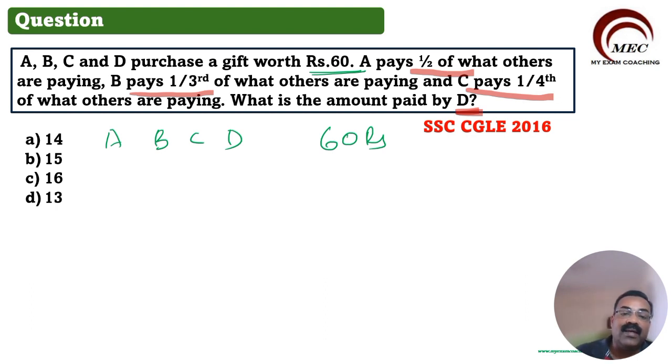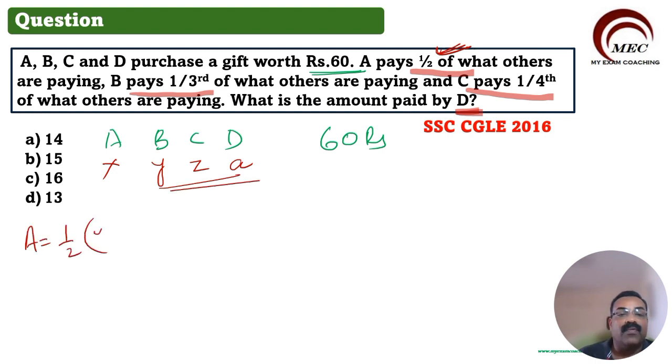Now let A pay X rupees. We don't know actually how much it is, so let us take it this way. A gives X rupees and B gives Y rupees. C gives Z rupees and D gives, let us say, A rupees. So now X will be what? A pays half of what others are paying. So X will be half of Y plus Z plus A.